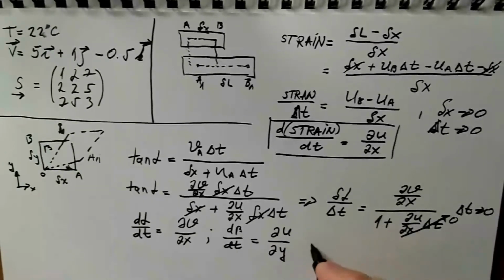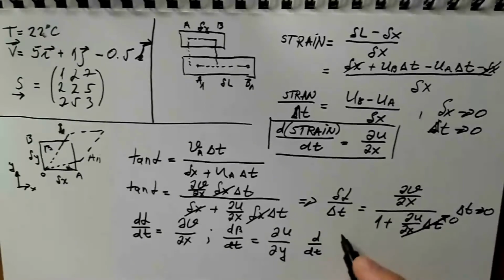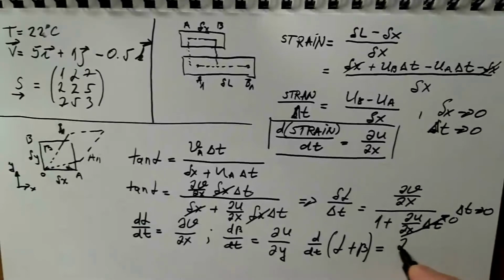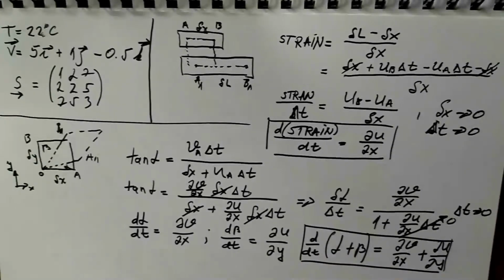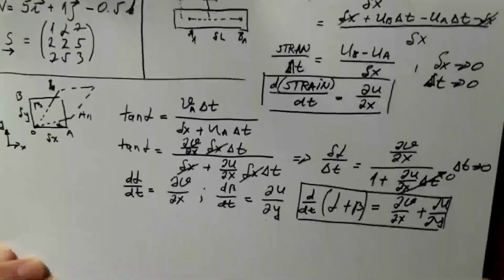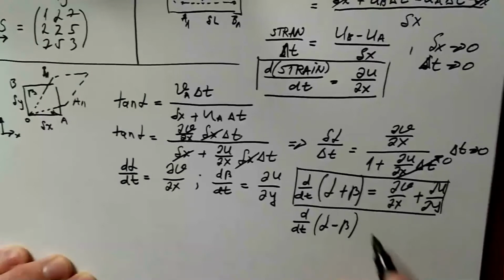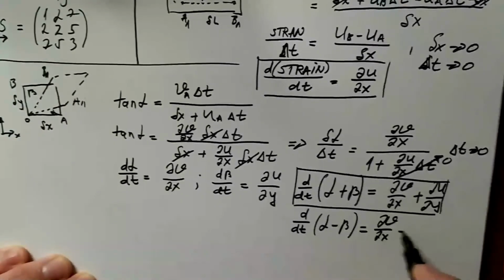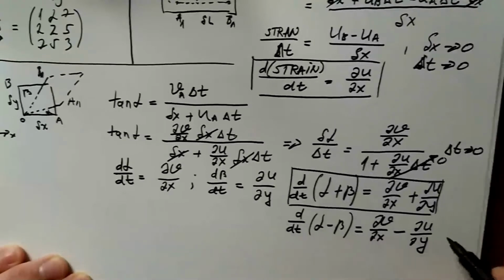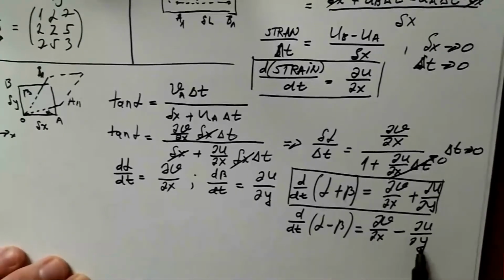Therefore, the combination of these two, d over dt of alpha plus beta, is equal to delta v over delta x plus delta u over delta y. And this is the strain rate in the case of shearing force. Now you might say, what happens if you subtract these two? If you say d over dt of alpha minus beta, what do you get then? Then you get delta v over delta x minus delta u over delta y. And what is this quantity? Well, this quantity is rotation. And when we have pure rotation of a body, there is no strain.